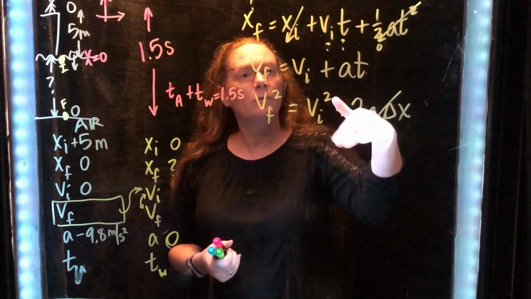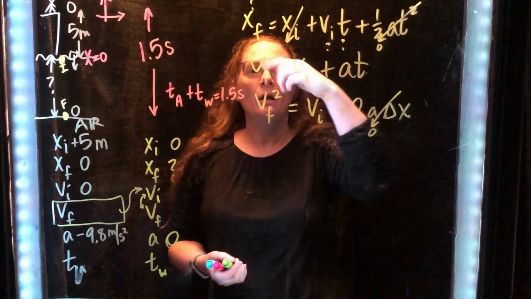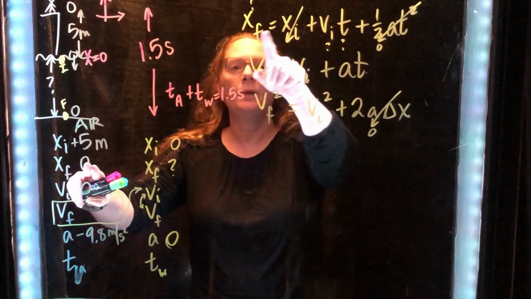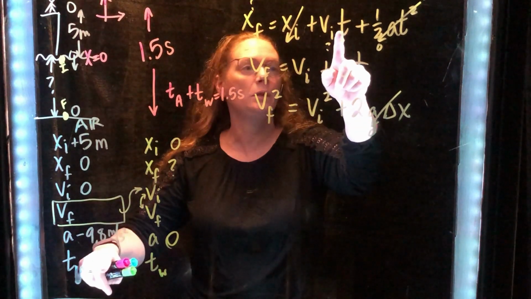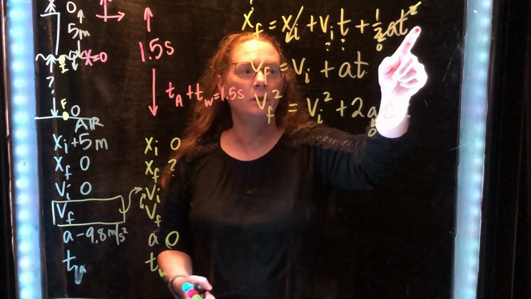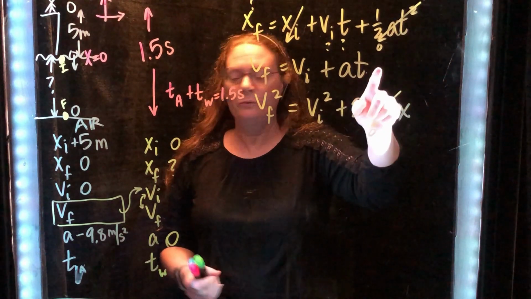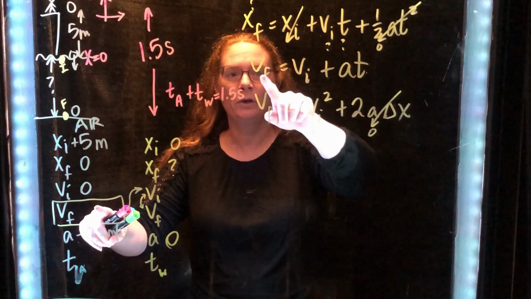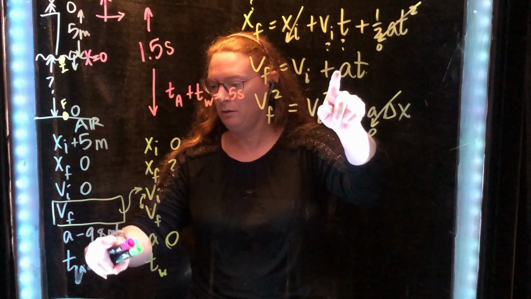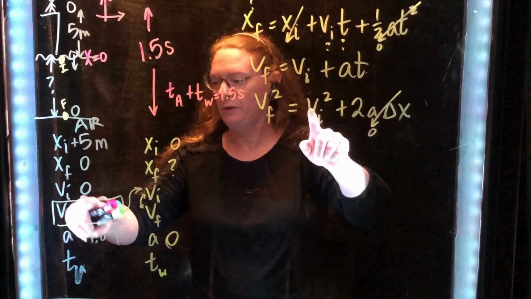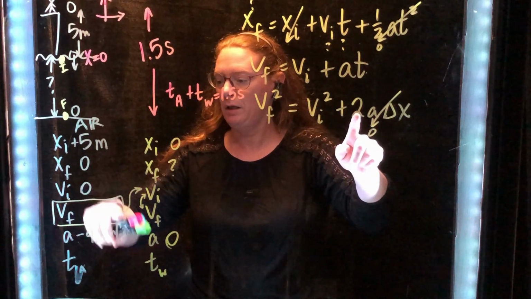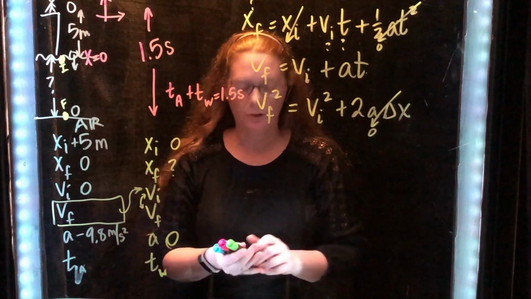Well, let's look at my three equations here. X final, yep. X initial, yep. V initial, yep. T, don't know T. 1/2 A, okay, we don't know T. V final, that's what I'm looking for. V initial, yep. A, yep, don't know T. Dang it. V final, that's what I'm looking for. V initial, yep. 2, A, yep, we know A, and we know the change in position.